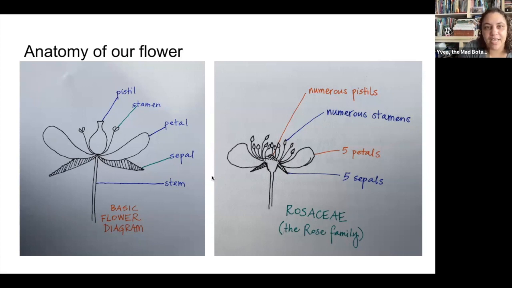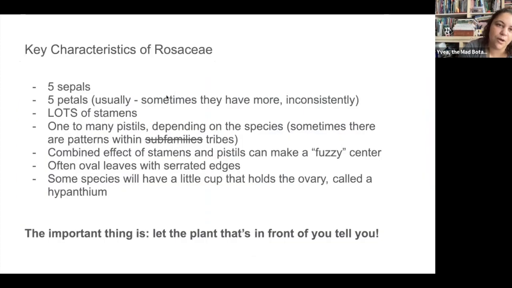And to help with that, I have a list of characteristics as well. So yeah, 5 sepals, 5 petals, although they can be kind of inconsistent and sometimes they'll have more. A lot of stamens, 1 to many pistils depending on the species, and sometimes there's patterns within the tribes. And the reason why I crossed out subfamilies is because when I learned about Rosaceae, we had certain subfamilies that have now been reclassified into tribes, and it's very annoying. And then that's when I growl and say, oh, gosh darned botanists, even though I am one. So yeah, the combined effects of the stamens and the pistils can make for a fuzzy center.